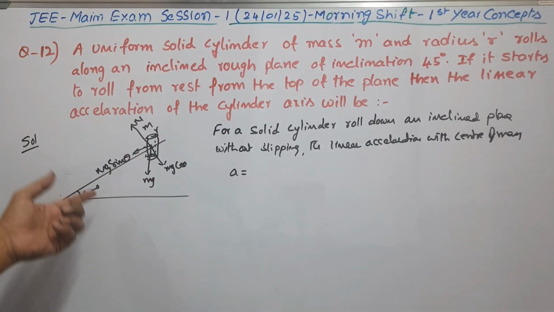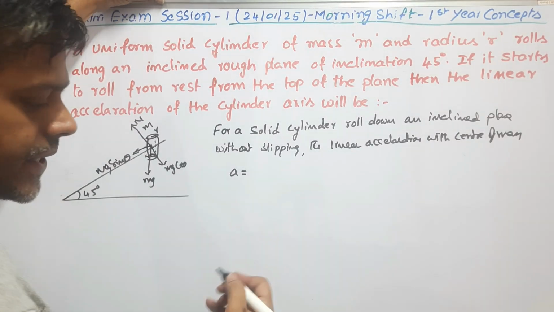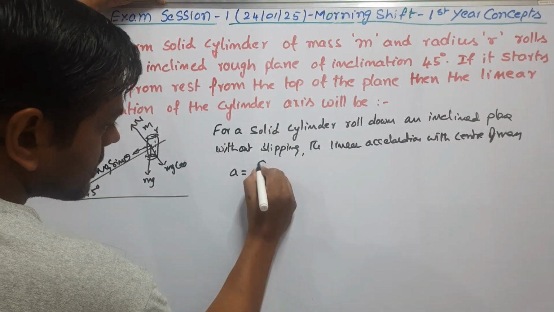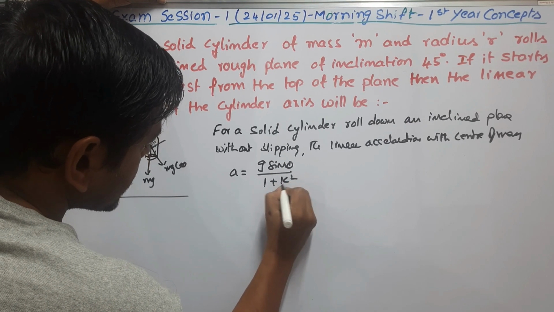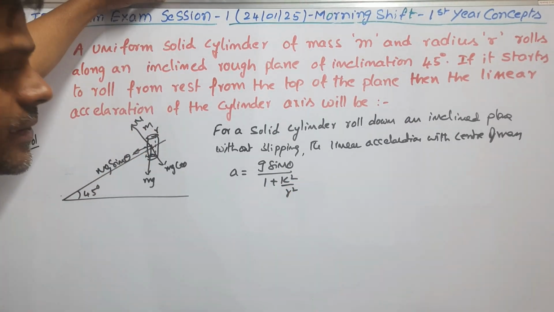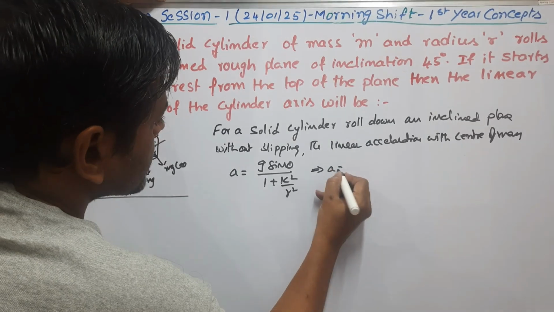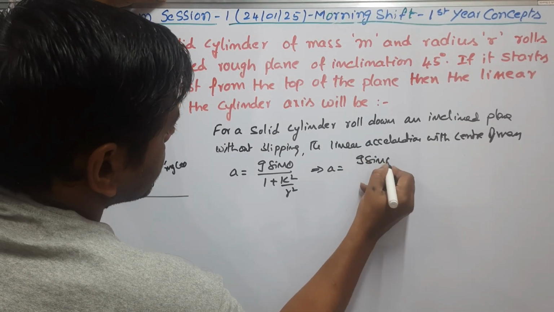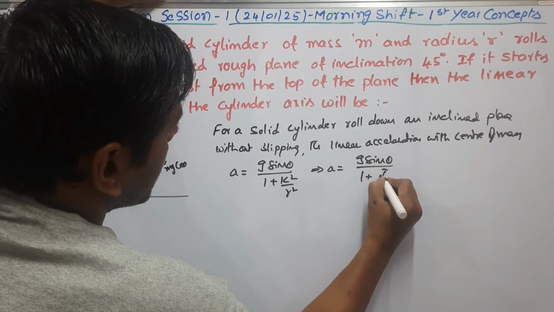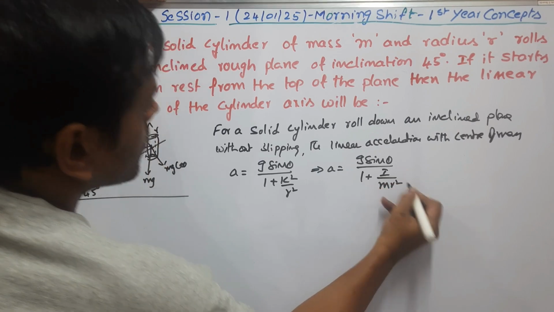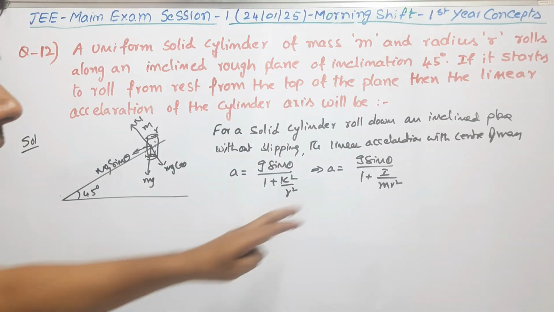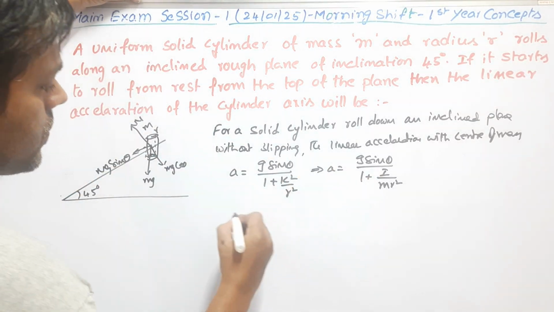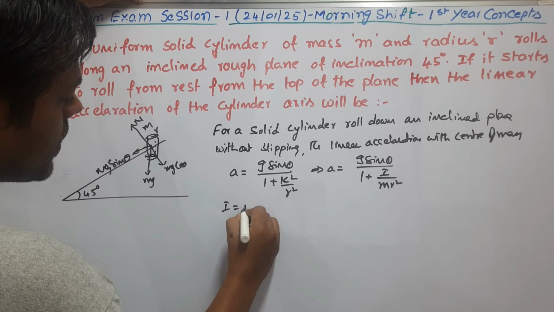Actually this derivation is already done in your theory concepts. So a is equal to g sin theta by 1 plus k square by r square. Otherwise it may be written like this: a is equal to g sin theta by 1 plus I by m r square. Here k is the radius of gyration, you know very well, and I is the moment of inertia.